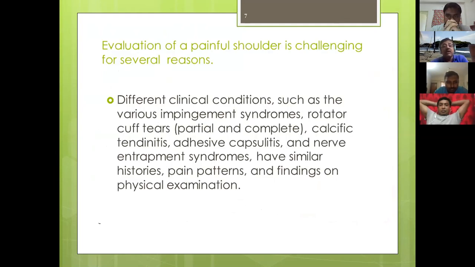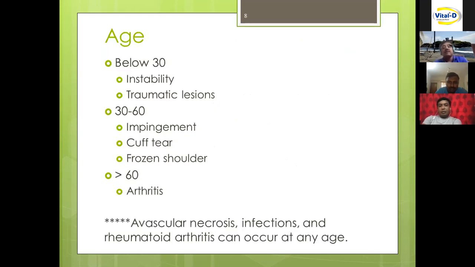I will not repeat. Different clinical conditions, such as the various impingement syndromes, rotator cuff tears, partial and complete, calcific tendinitis, adhesive capsulitis, and nerve entrapment syndrome, have similar histories, pain patterns, and findings on physical examination. So I will now discuss the various aspects of the history, so that after the lecture, history taking will possibly be easier for you.